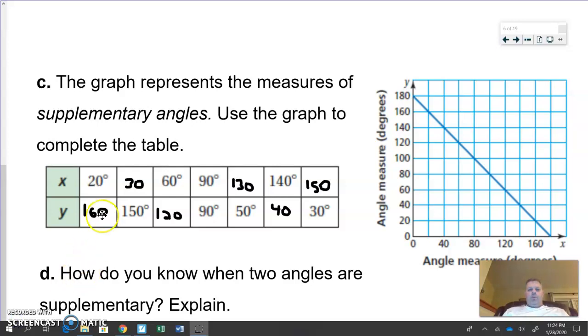Hopefully you were able to come up with 20 and 160, 30 and 150, 60 and 120, 90 and 90, 130 and 50, 140 and 40, and finally 150 and 30. How do you know when 2 angles are supplementary? As we talked yesterday, and what you can tell from the graph today is that two angles are supplementary when they add up to 180 degrees.